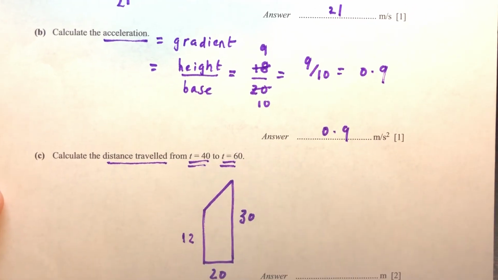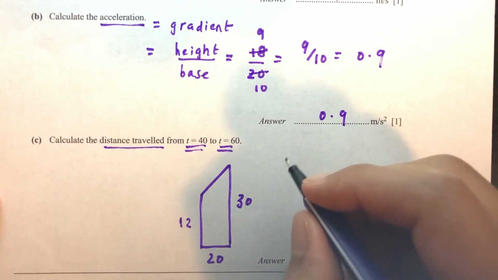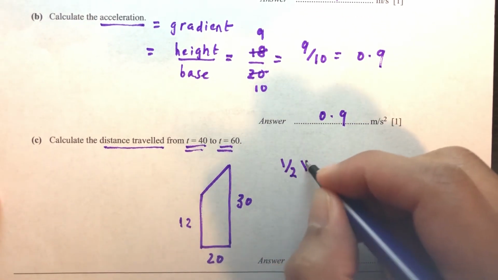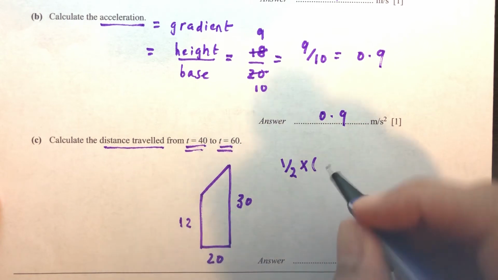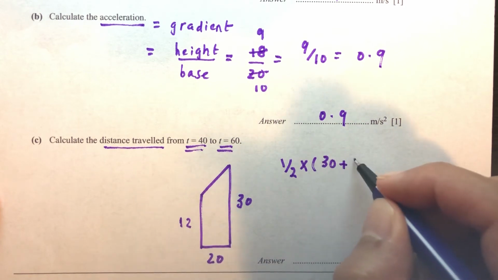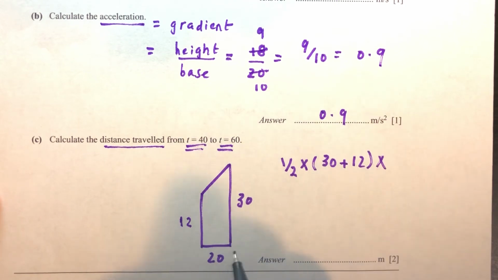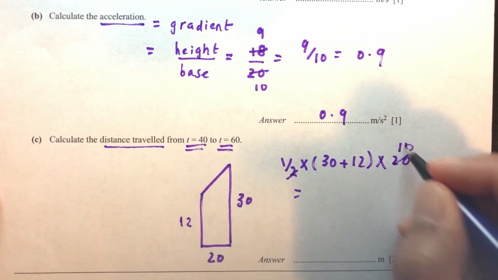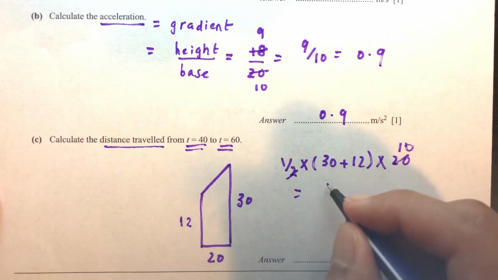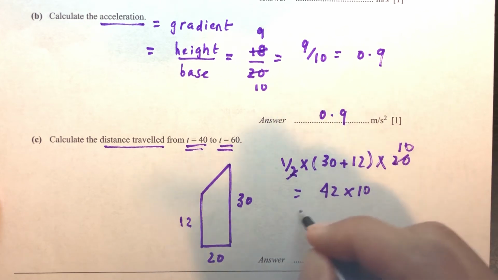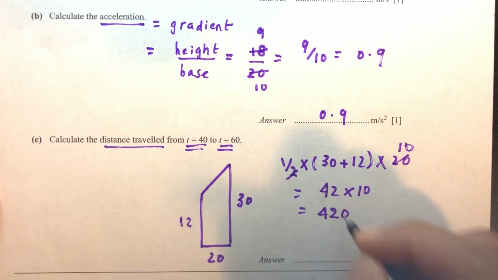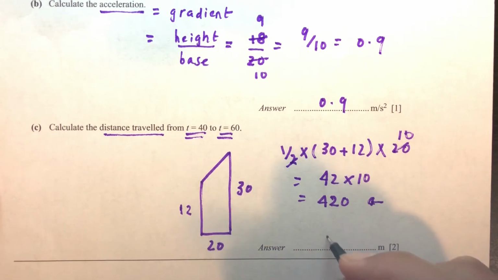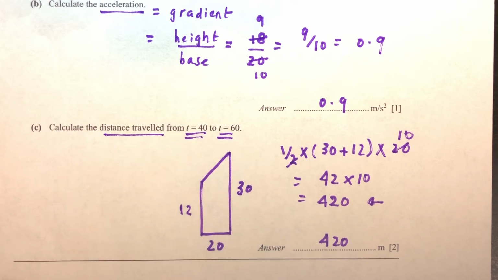Okay, so how to find the area of a trapezium? We have to do half times the sum of the two sides, which will be 30 plus 12, times the height in between, which is 20. That will be 10. So 30 plus 12 is 42 times 10, 420. That will be my answer for the distance travel between time 40 to time 60.